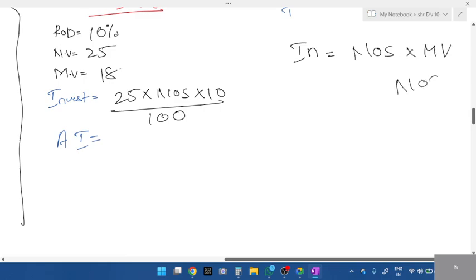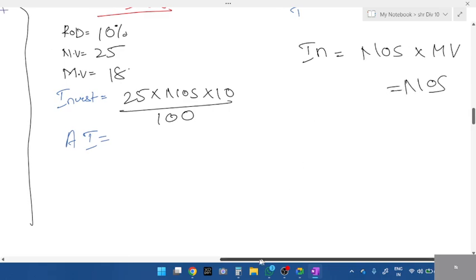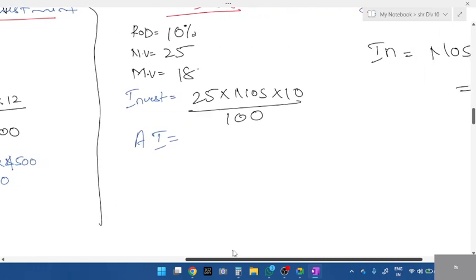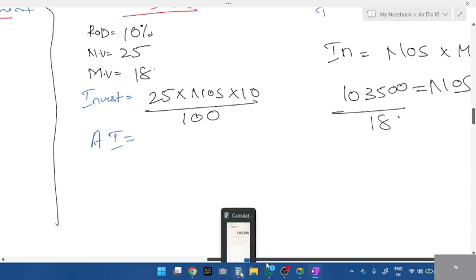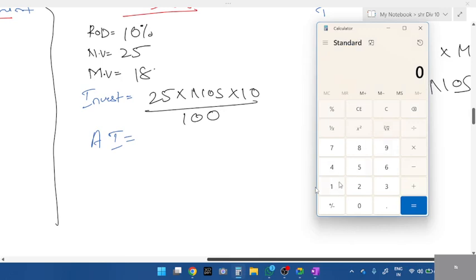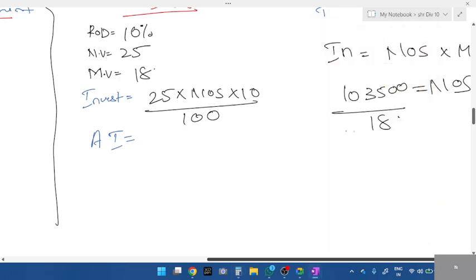If you want to find number of shares, what is investment? What's the investment we got? 103500 divided by, what's the market value, students? What's the market value here? 80. What's the answer? 5,750. Number of shares is equal to 5,750.